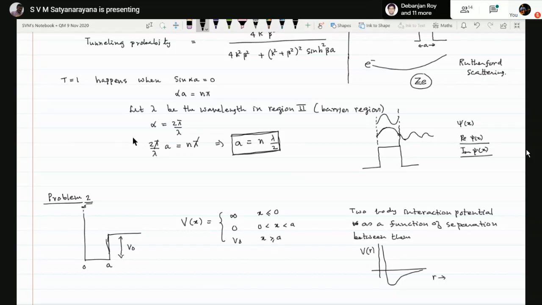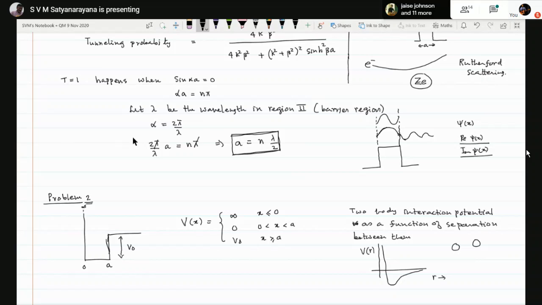Hydrogen atom also you have a potential like this. So what happens if you have one particle here and another particle here? When they are far away, there is an attractive force. When they come very close, there will be some repulsive force. Now this is very generic for any interaction potential.